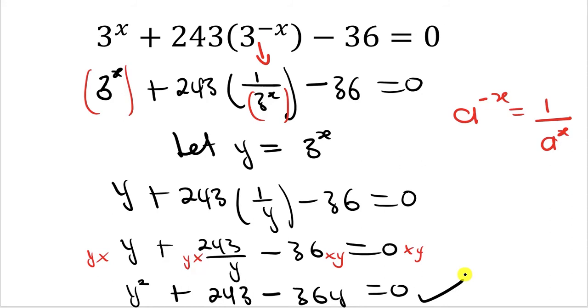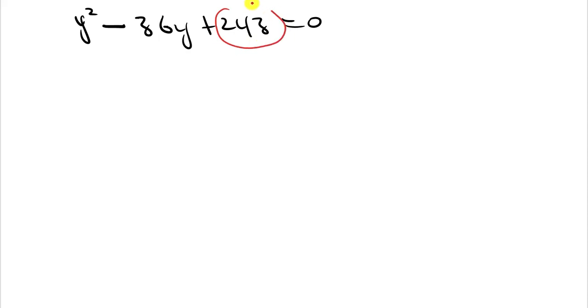This quadratic equation can be solved using any of the methods, either the factorization method, completing the square, or the general quadratic formula. But I think we can use the factorization method. So let's try that. It was y squared minus 36y plus 243 being equal to 0. We need two numbers which when we multiply, we get 243, but when we add them, we get minus 36. So we can use negative 27 and negative 9, because when we multiply these two numbers, it gives us positive 243.